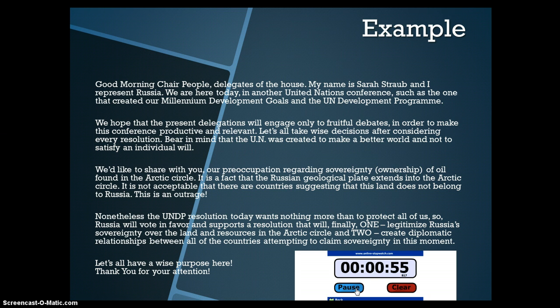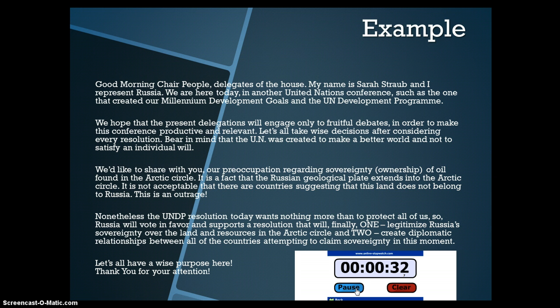Good morning, Chair, people, delegates of the House. My name is Sarah Straub, and I represent Russia. We are here today in another United Nations conference, such as the one that created our Millennium Development Goals and the United Nations Development Program. We hope that the present delegations will engage only in fruitful debates in order to make this conference productive and relevant. Let's all take wise decisions after considering every resolution. Bear in mind the United Nations was created to make a better world and not to satisfy an individual will.